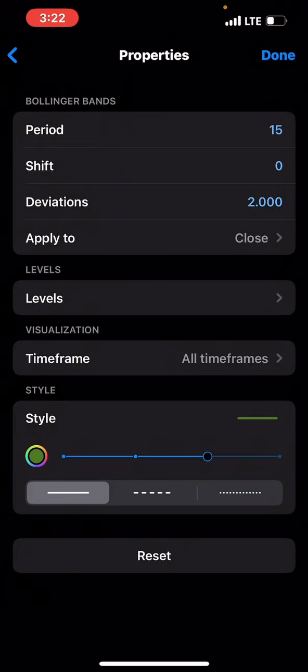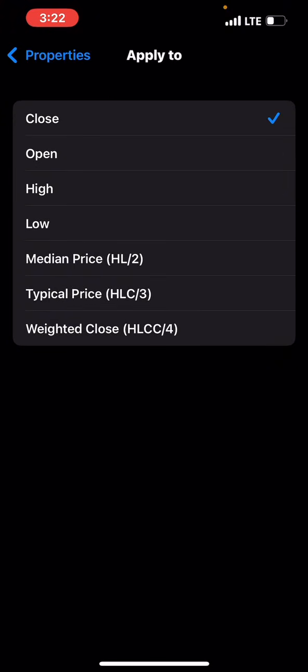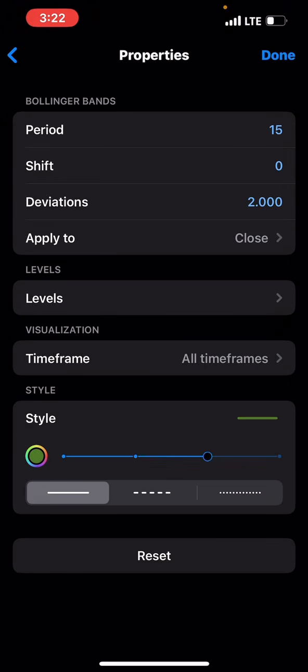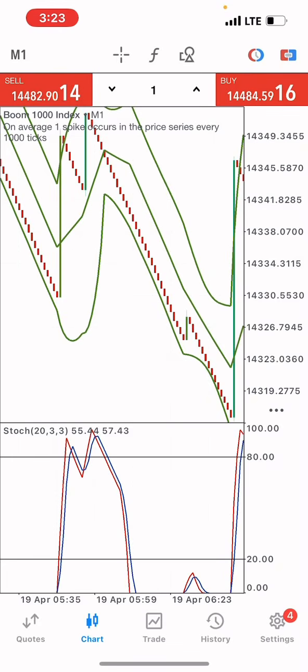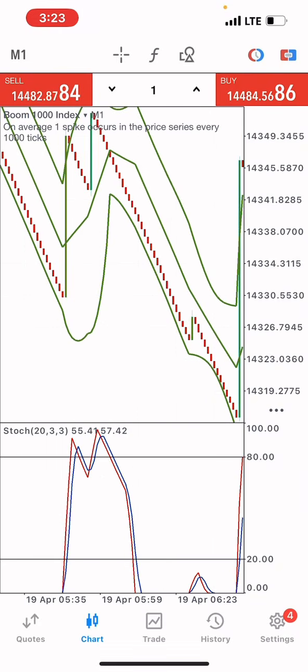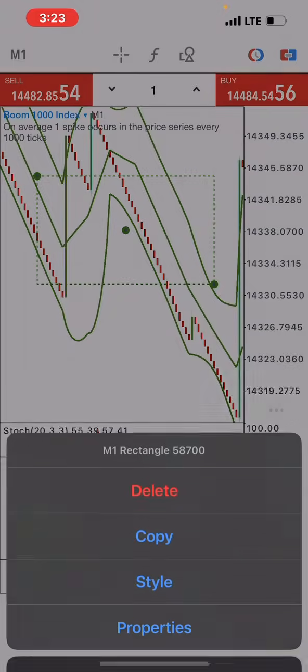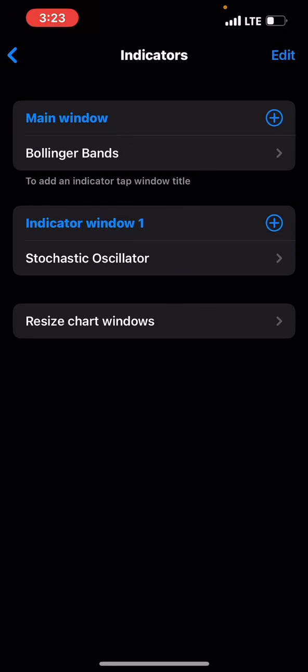Apply to close. You click there, you see a whole lot of options. You just choose close, and then levels are not needed here, so you skip. For style, use whatever color that you like, but make sure it is visible on your chart. Click done when you're done with that, and you have your Bollinger Bands running across your main window. Okay, that was for Bollinger Bands.